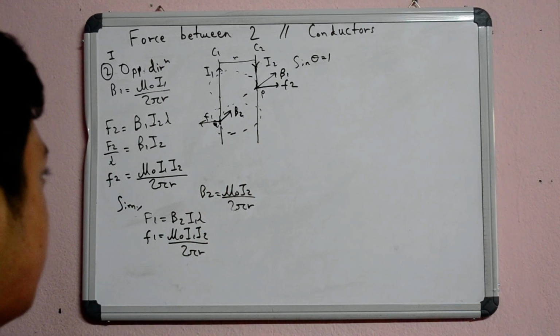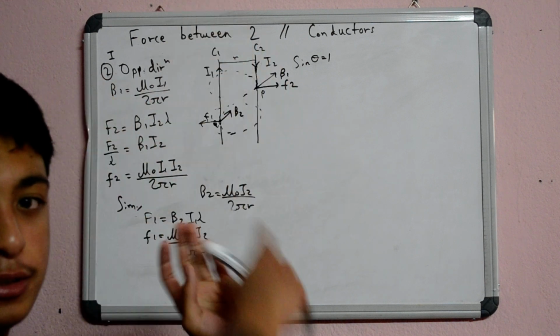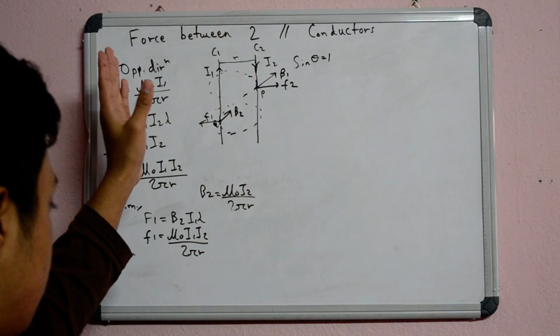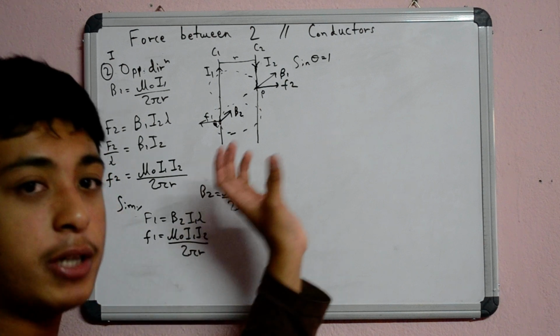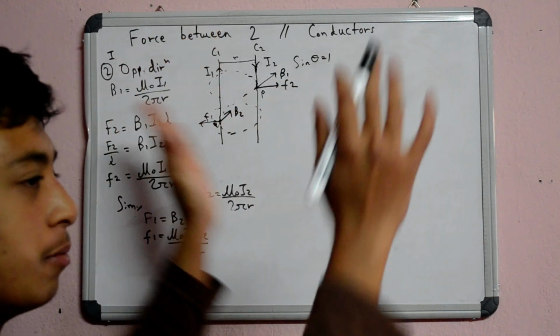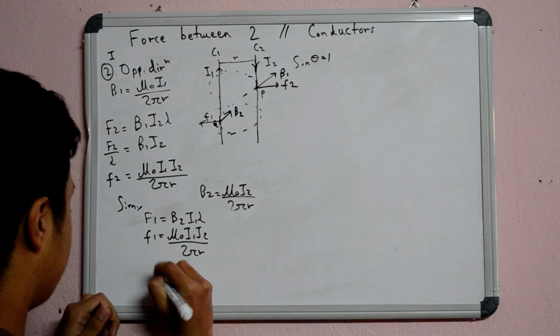As you can see, F1 and F2 have the same magnitude again, because the derivation of the magnitude is the same, but they are acting away from each other. That means that the force is repulsive.